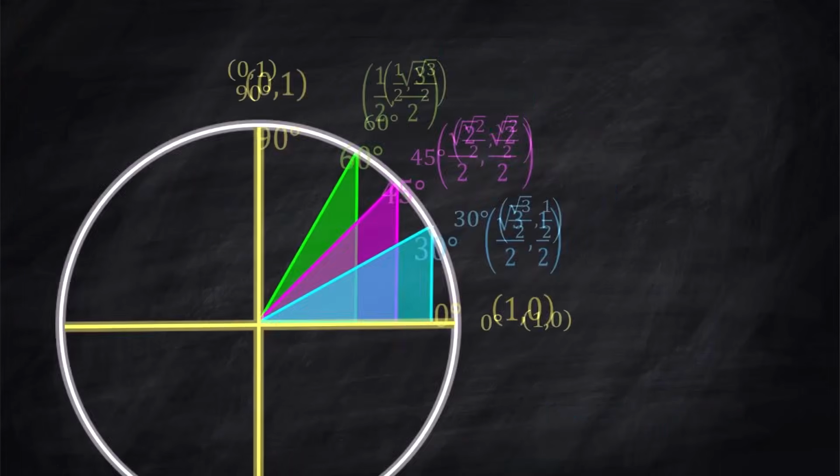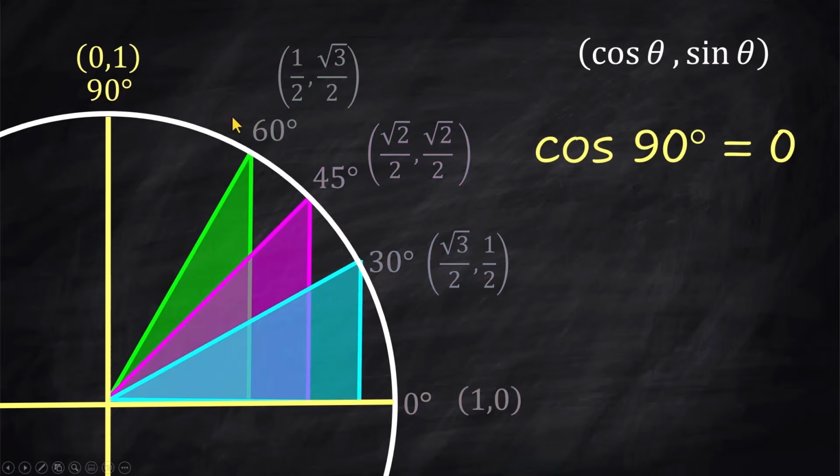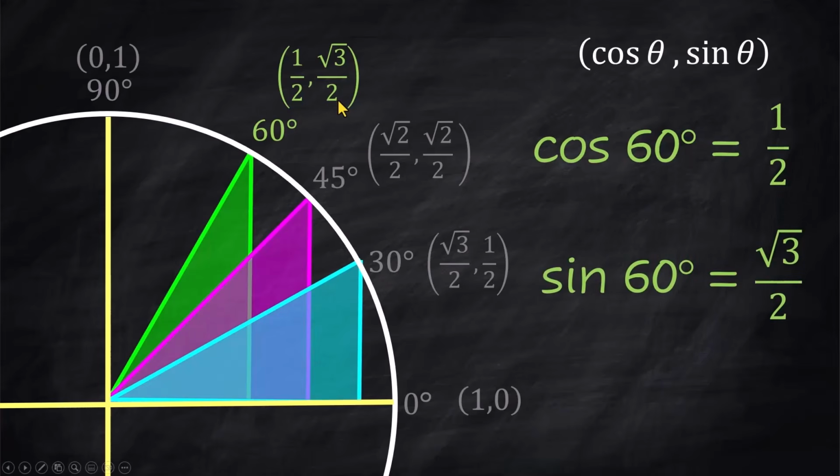So let's look at just quadrant 1 instead of looking at the whole unit circle, just so you can get an idea here. The x value is the cosine, the y value is the sine. So if we look at 90 degrees, the cosine of 90 degrees is 0. And the sine of 90 degrees is 1. 60 degrees, the cosine is 1/2, and the sine of 60 degrees is square root of 3 over 2.